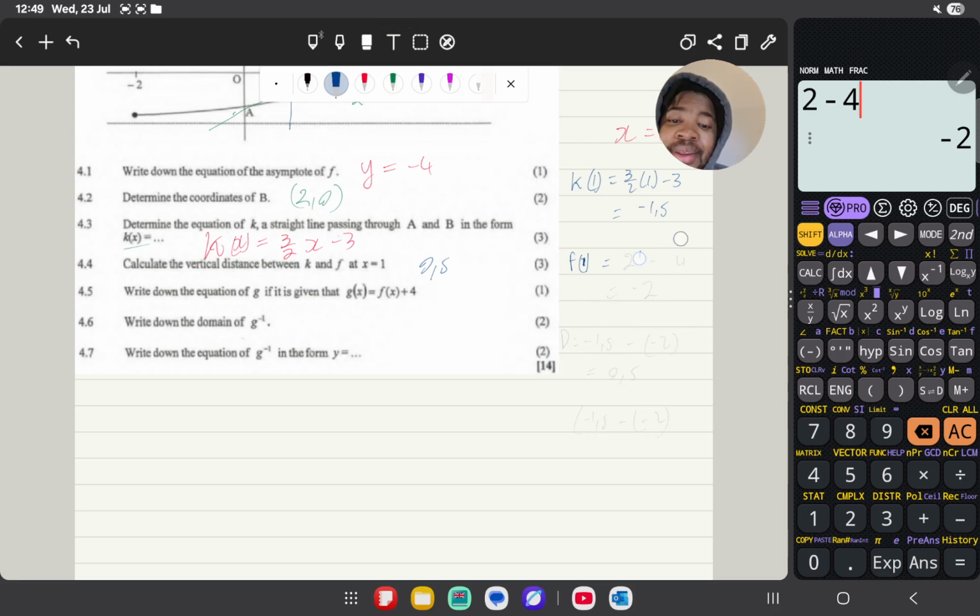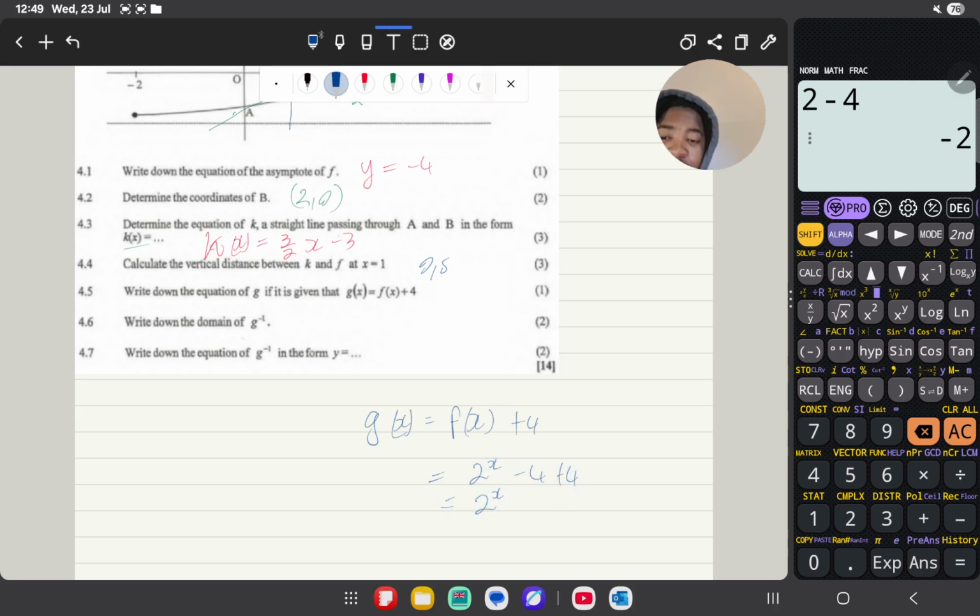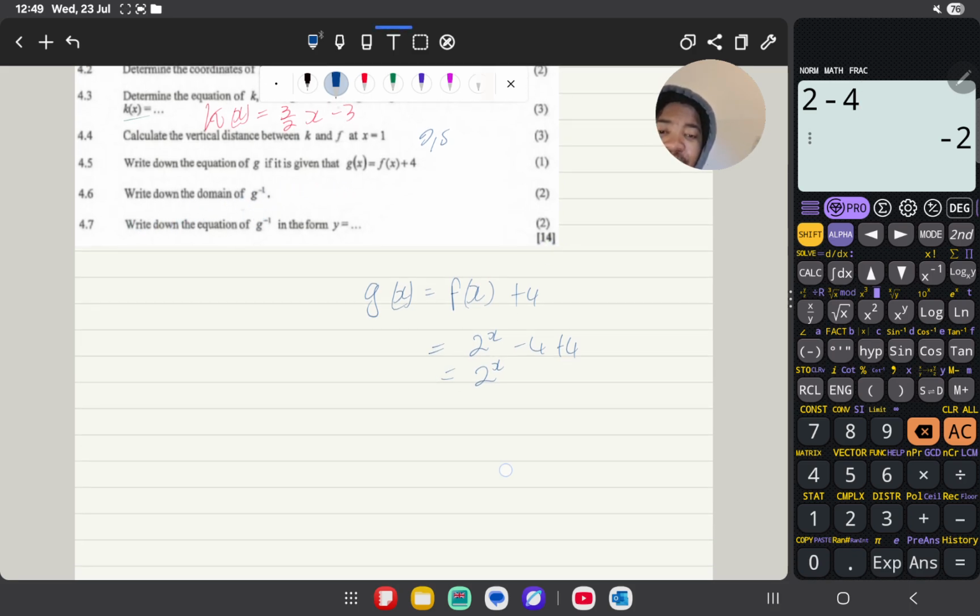So far we haven't met anything regarding the inverses. They say write down the equation of g if it is given that g of x is f of x plus 4, which is 2 to the power of x minus 4 plus 4, which is 2 to the power of x. And then they say find the domain of g of x, right?